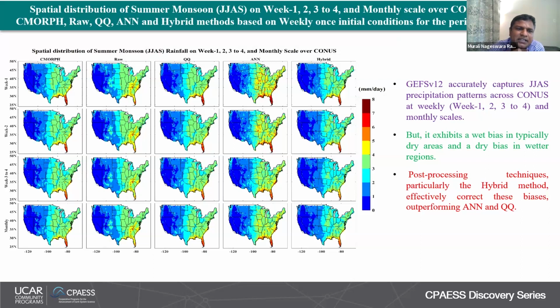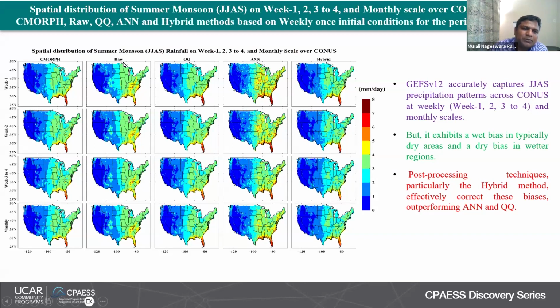This is the spatial distribution of the JJAS rainfall in week 1. Here I have shown week 1, week 2, week 3 to 4 and the monthly case. The bottom one is the monthly and the top one is week 1. And you can see the raw model product. Here I have used CMORPH precipitation data as the reference data.